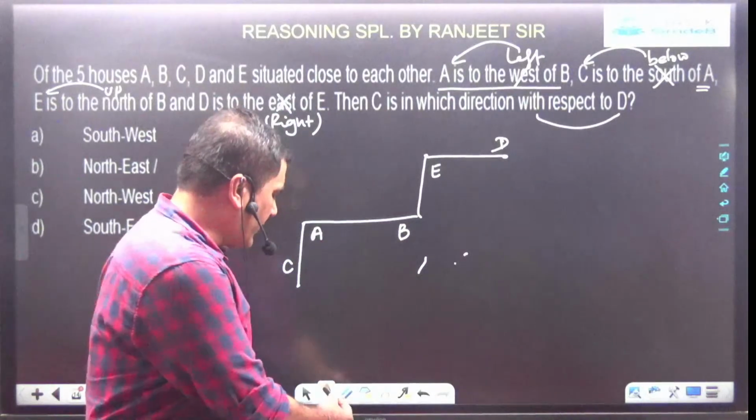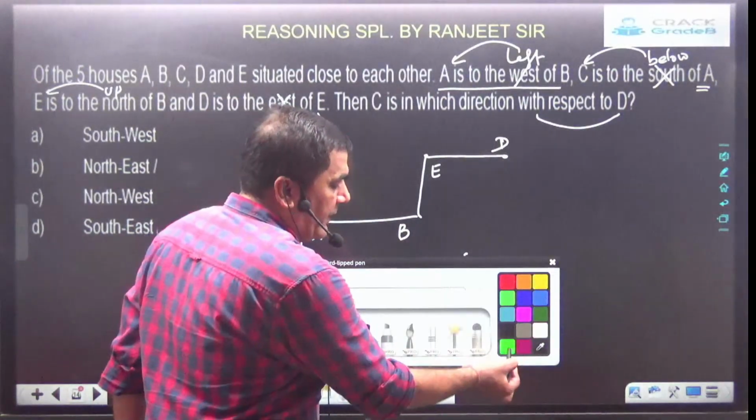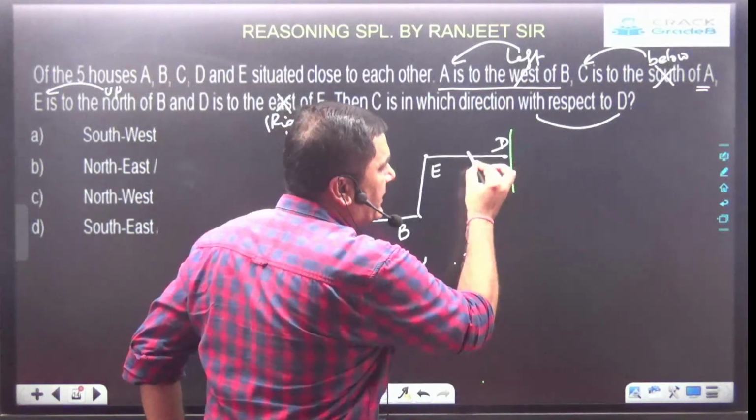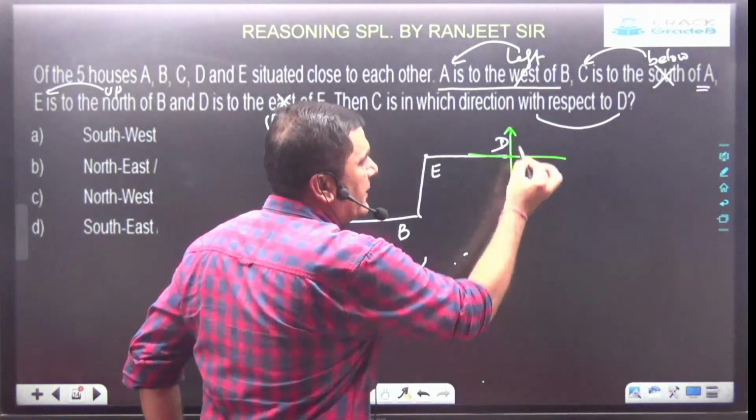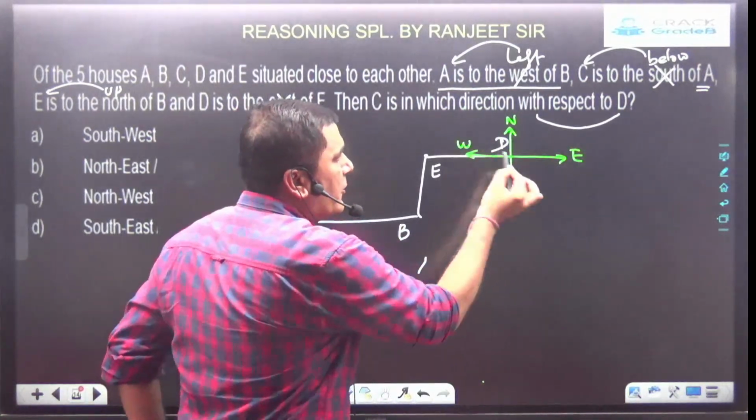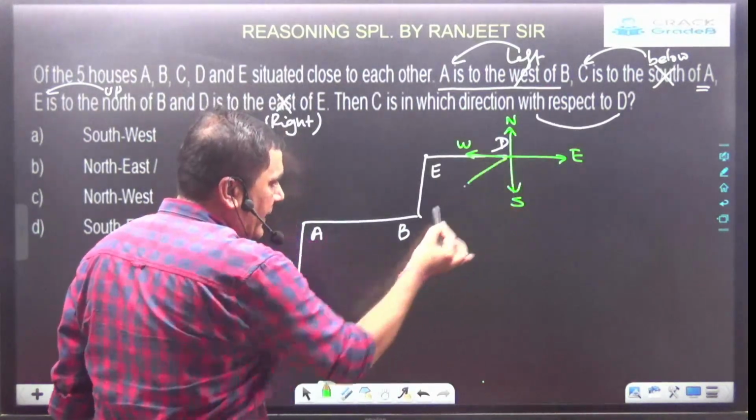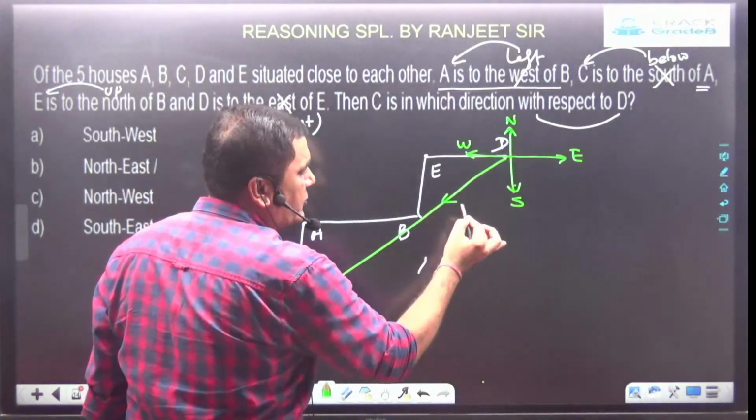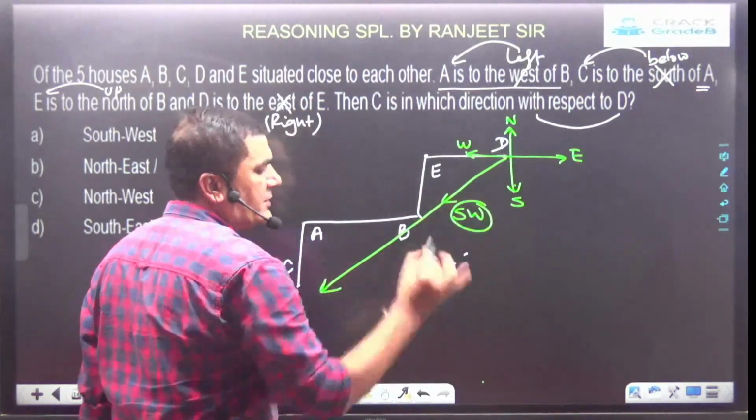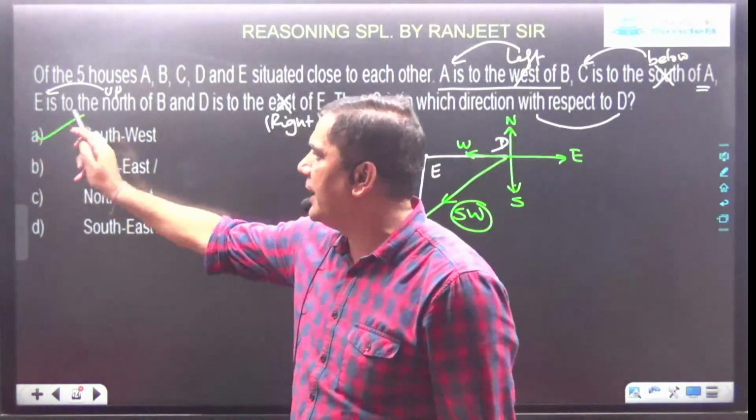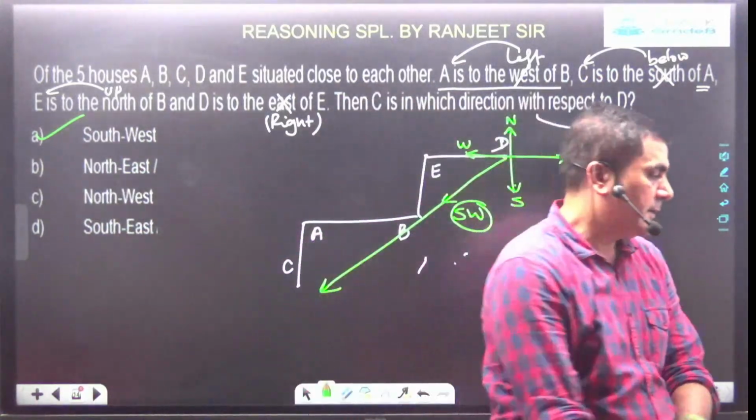So whenever you have to get the answer for this one, if they have given with respect to D, always make the standard diagram over D. This is north, this is south, this is east, and this is west. From D to C, I have to travel in this direction. And this is nothing but mid of south and west. So answer should be what? Southwest is the answer. A is the answer. Clear?